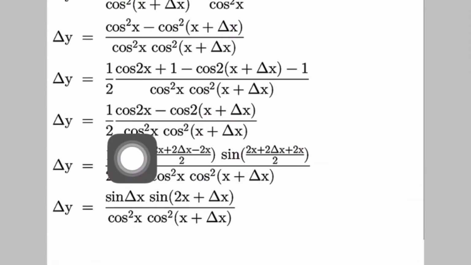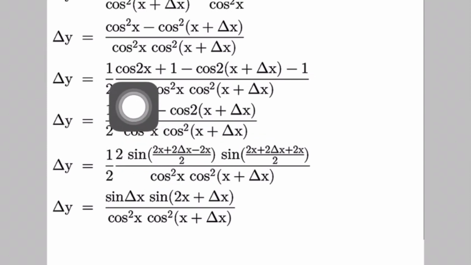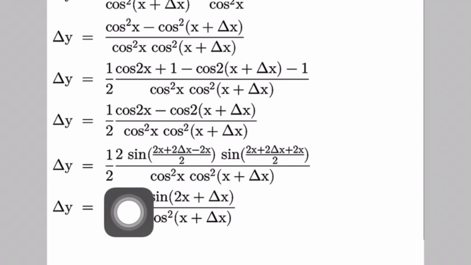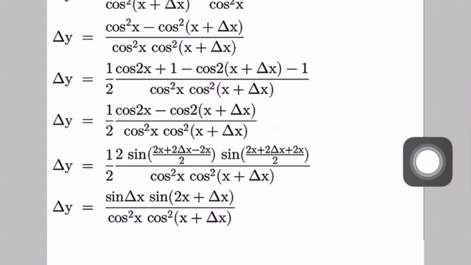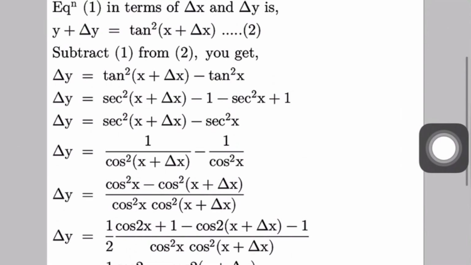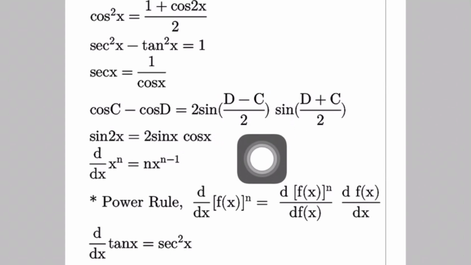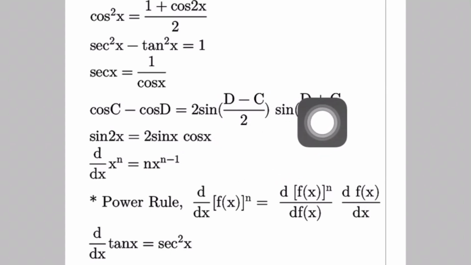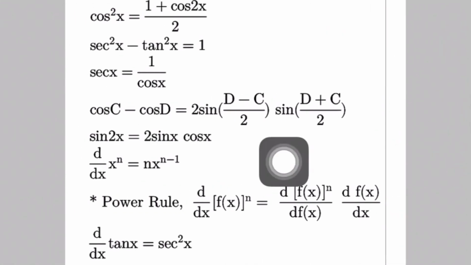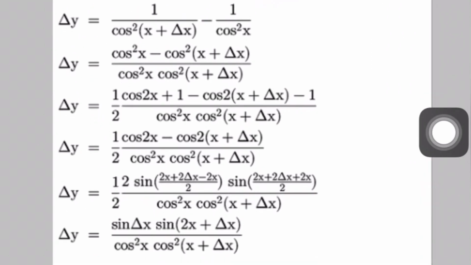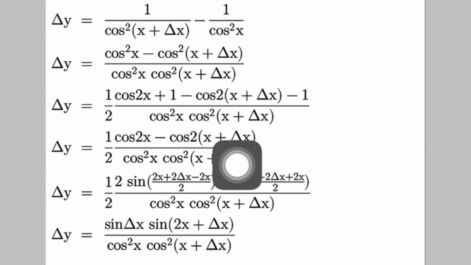Now here 1 cancels out, and 1 by 2 is there, and we are left with cos 2x minus cos 2x plus del x in the numerator. So del y is equal to 1 by 2, and you have to use here the formula cos c minus cos d. I have also shown you this relation here. Cos c minus cos d is equal to 2 times sine of d minus c by 2 times sine of d plus c by 2. We have to use this relation on this step here, and c means 2x and d means 2 times x plus del x.